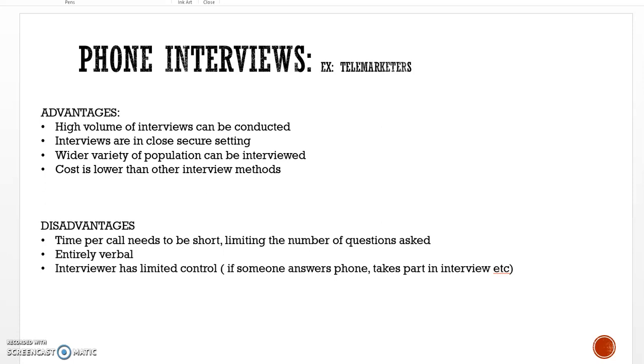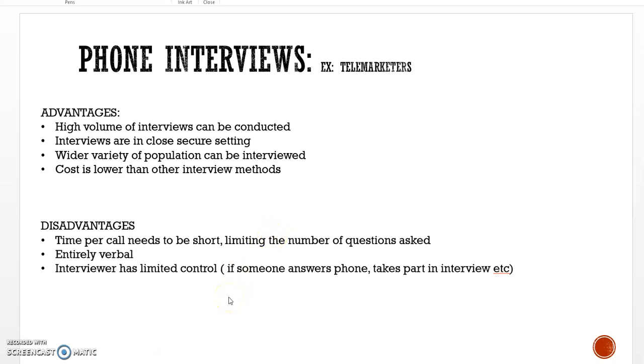The interviews are in a closed, secure setting. Somebody could be at their home just making these calls. A wider variety of the population can be interviewed. Instead of going outside a grocery store and asking people questions for a personal interview, or having people come in that sign up for an interview, a phone interview can reach a lot of different types of people all over. And the cost is lower for this type of interview compared to the other methods.